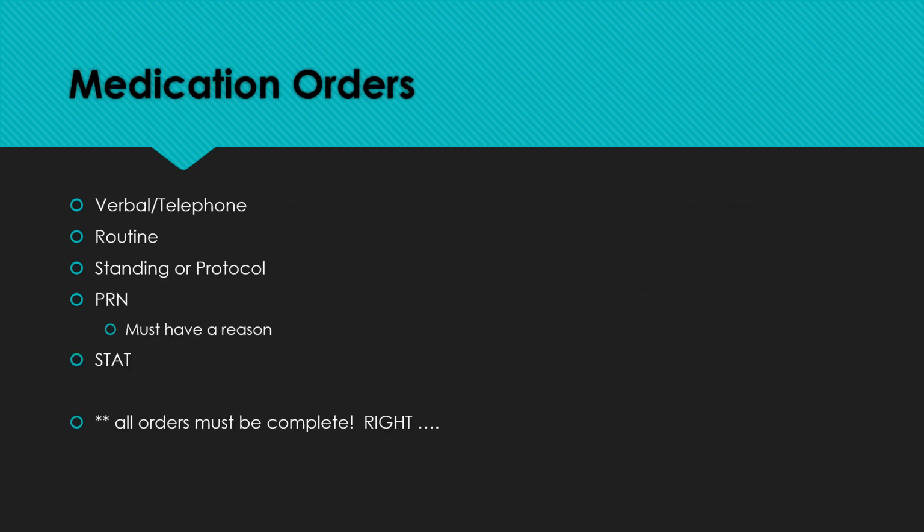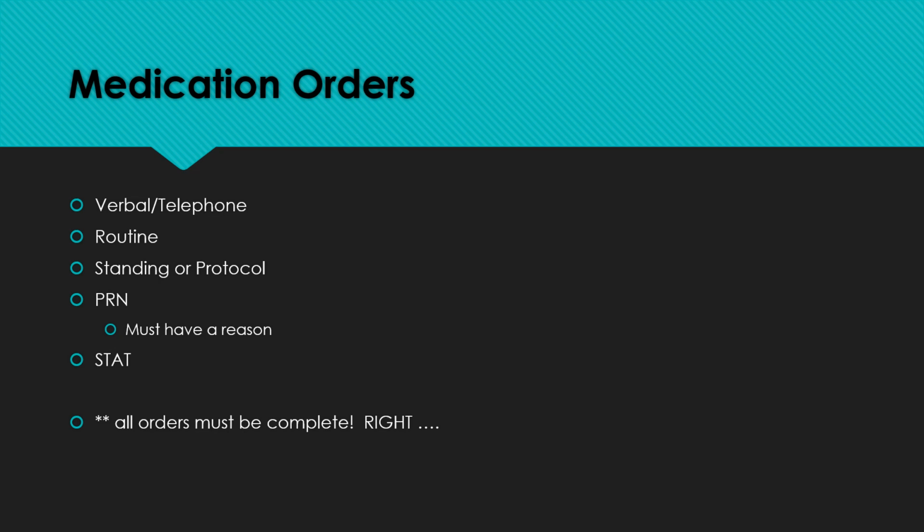So medication orders, these are extremely important because this is what we do as nurses. We carry out the orders. So when we get an order for a medication, I should have put this up at the top, but all orders must be complete. They have to have a drug name, a dose, a route, and a frequency. Those are the main components.